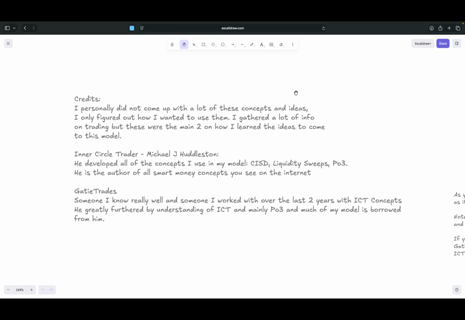The reason why I say that is because a lot of these concepts were not widely taught, or just not in books or YouTube in general before he came onto the scene. So I consider him the author for a lot of these concepts that I use in my model. And then Gaddy Trades on YouTube. He's someone I know really well, and he has taught me Power 3 mostly. So most of my Power 3 knowledge comes from him, and my model is derived from his own model. So yeah, big shout out to those two.